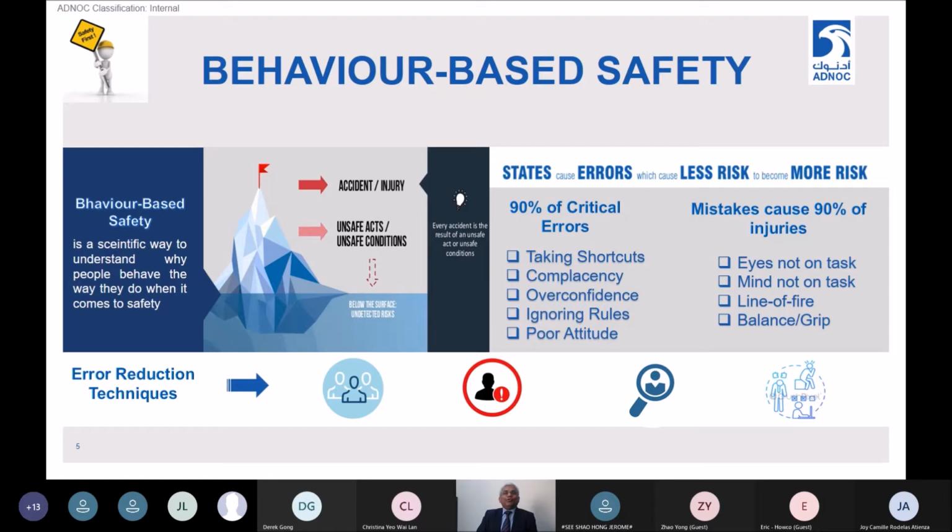So I would say it's important to ensure we take certain precautions. For example, we don't take shortcuts, we don't be complacent, try not to be overconfident. We're all learning. Ignoring rules is a very important aspect. We should avoid ignoring rules because they are all designed to help us be safe and ensure the safety of everybody working with us. Poor attitude is something that's absolutely unacceptable.